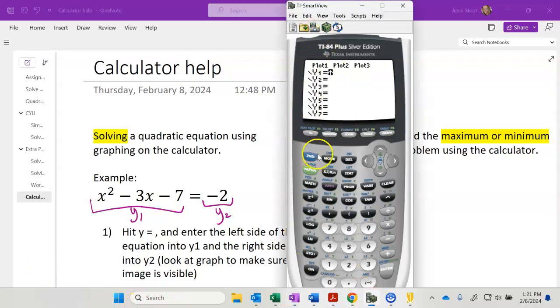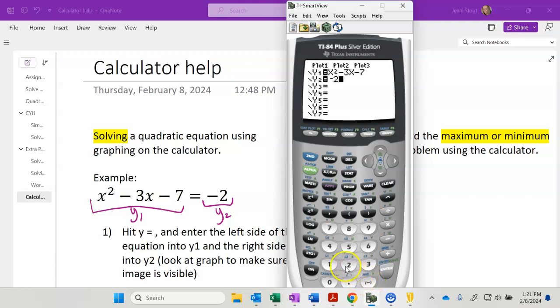So here's my calculator. We started on a blank screen that looks like this, and we hit the y equals button. That's where we start putting in our equation. We type x squared minus 3x minus 7 into our first equation. Be sure when you're talking about subtraction that you use the subtraction sign that's over here with the multiplication and the addition. Then we're going to go down to y2. And since we were doing negative 2 and not minus 2, we're going to use the negative key down there at the bottom underneath the 3.